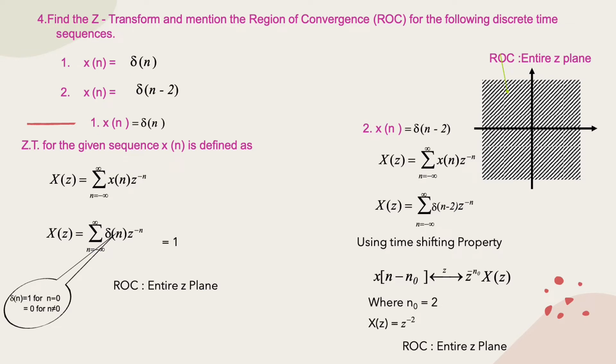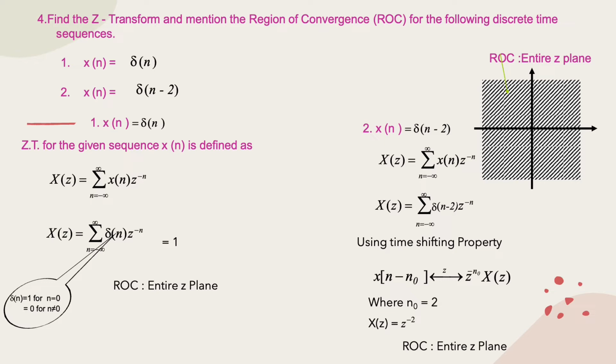The next problem, x of n equal to delta of n. So you know delta of n is the unit impulse sequence. Okay, so write down the Z transform formula. Substitute x of n equal to delta of n. So this is equal to 1. The definition is given here. At n equal to 0, the whole signal is 1. So here there is no z term. The ROC lies in the entire z plane.